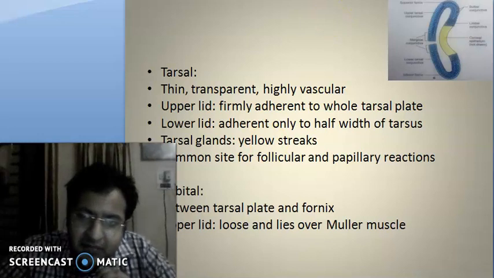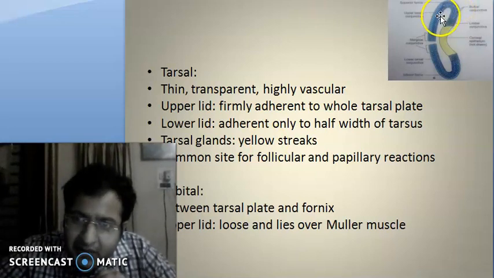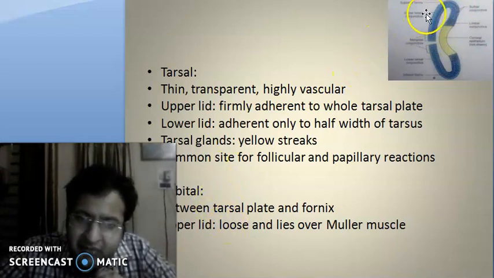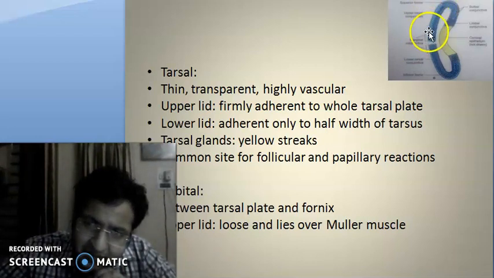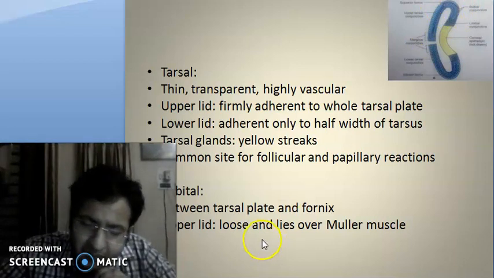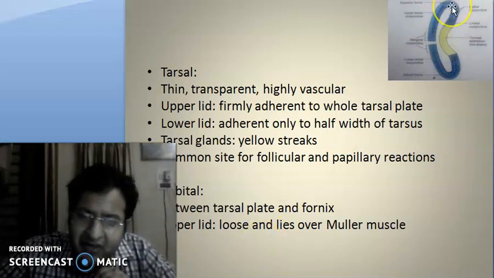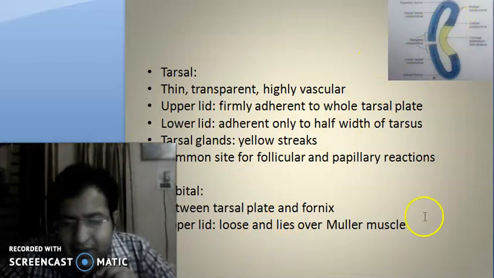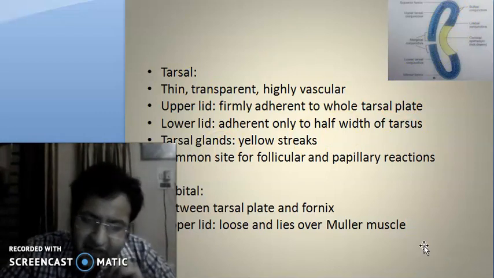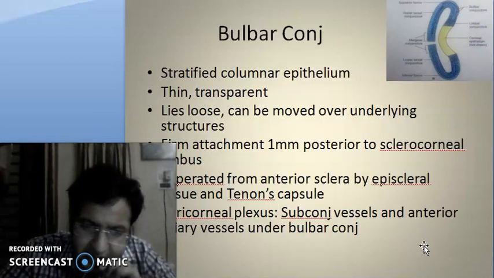Next is the orbital part of the conjunctiva. This is the orbital part after the tarsal conjunctiva. What is the orbital part of the conjunctiva? It is the part of the conjunctiva which lies beyond the tarsal conjunctiva, up to the fornix. In the upper lid, the orbital conjunctiva is loose and lies over the Müller muscles.